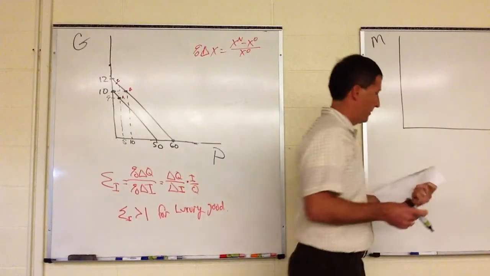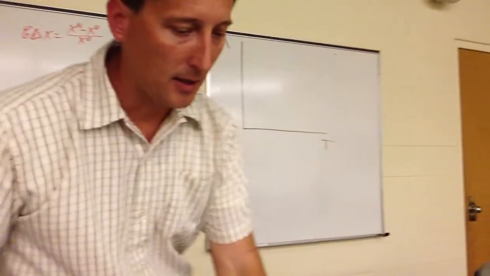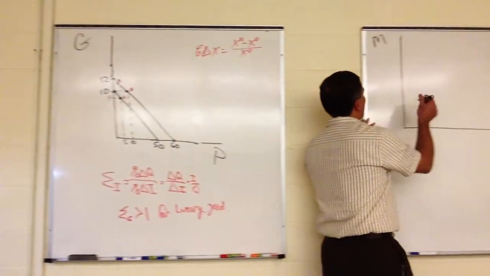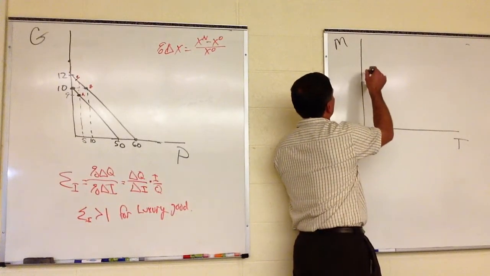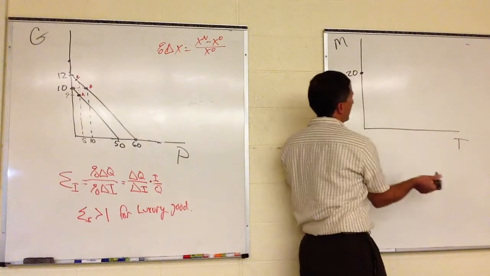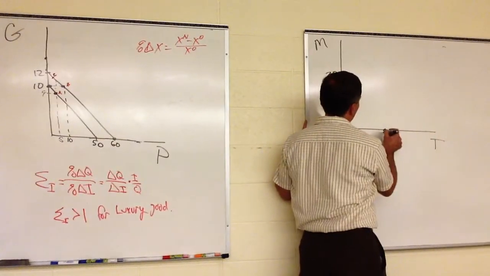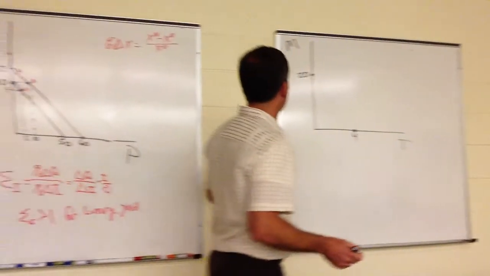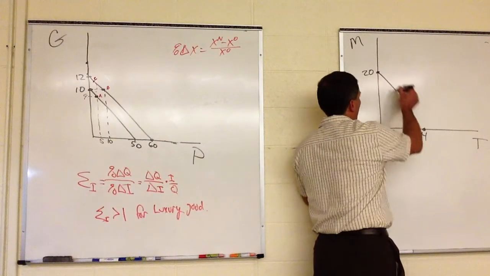So, what did we get for our endpoints? We spend all of our money on movie tickets. We have how many? 20. Spend all of our money on theater tickets? 4. Okay. And then we've got a slope that you could get a couple different ways.